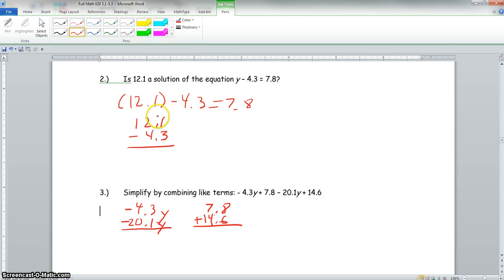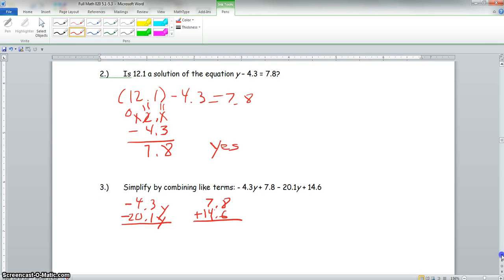And then we set this up vertically. Now we know we cannot subtract 3 from 1, so we have to borrow 1 from this 2, and we would make this 1 an 11. 11 minus 3 is 8, and we bring down our decimal. Now we know we cannot subtract 4 from 1, so we'll borrow 1 from this 1, which would make this 0, and this 1 would be an 11. 11 minus 4 is 7, and we don't have to write this 0 here. So your final answer is 7.8, so it would be yes.